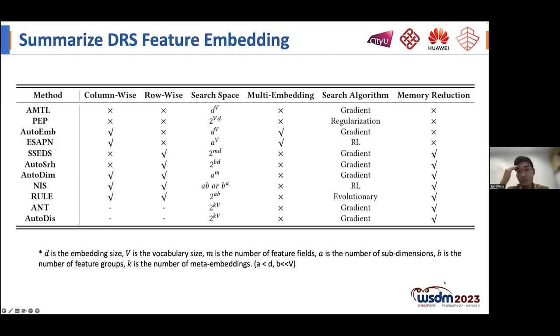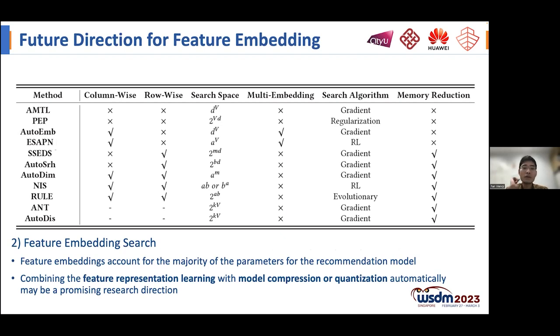Besides, the combination-based embedding learning approach is a novel representation learning method, which can significantly reduce the search space with a more abstract space. So for the feature embedding search component, it's potential to combine the automated feature representations with model compression or quantization.